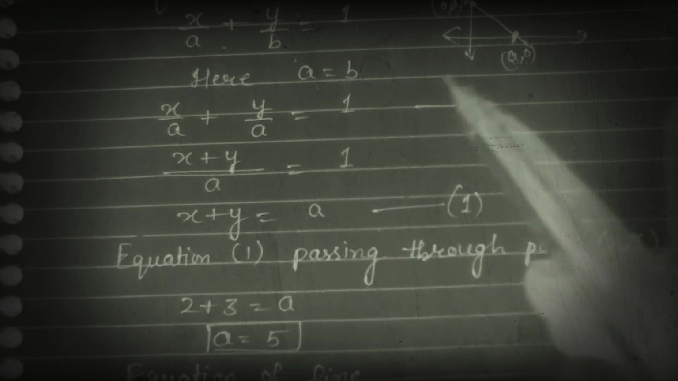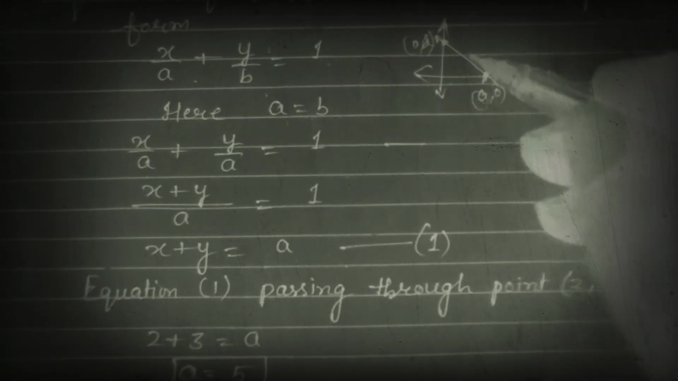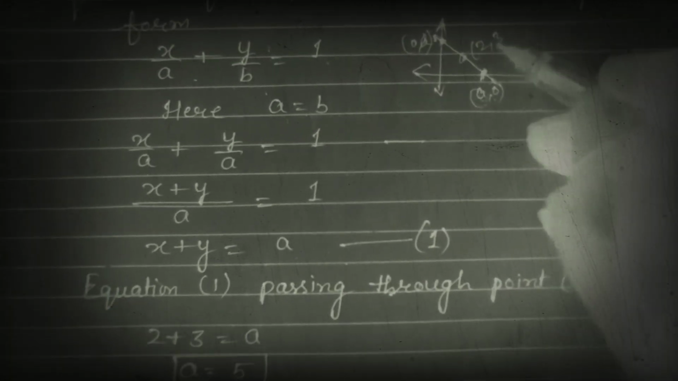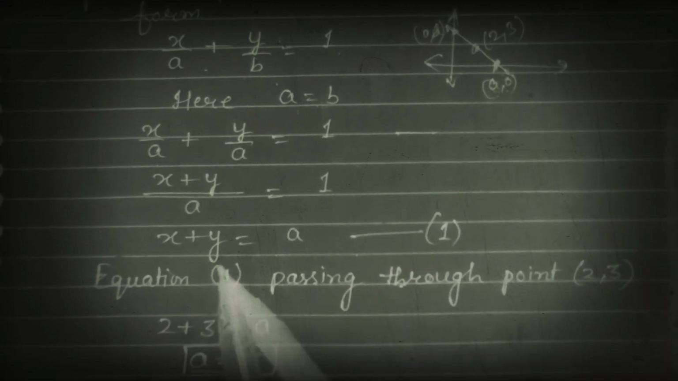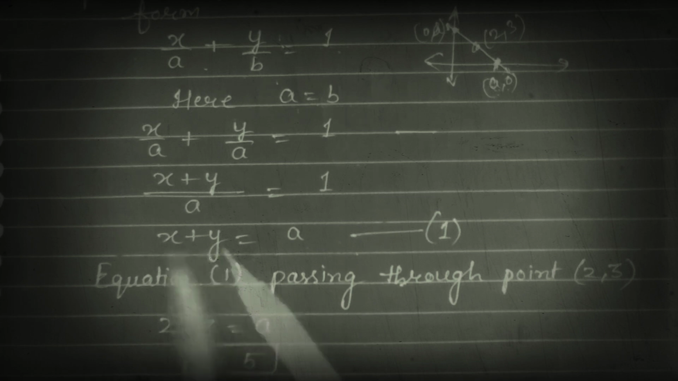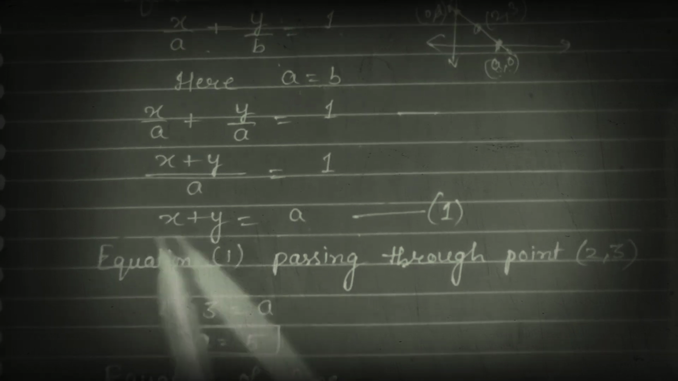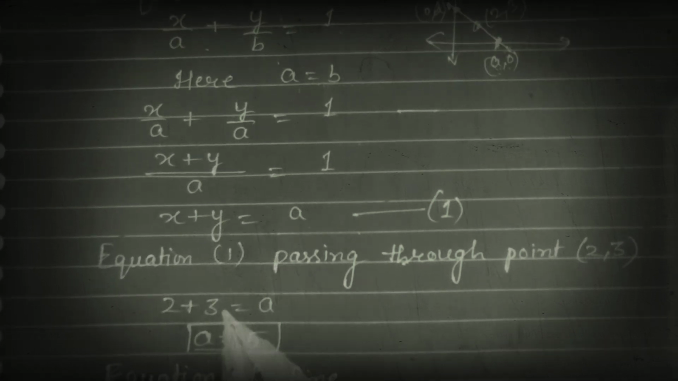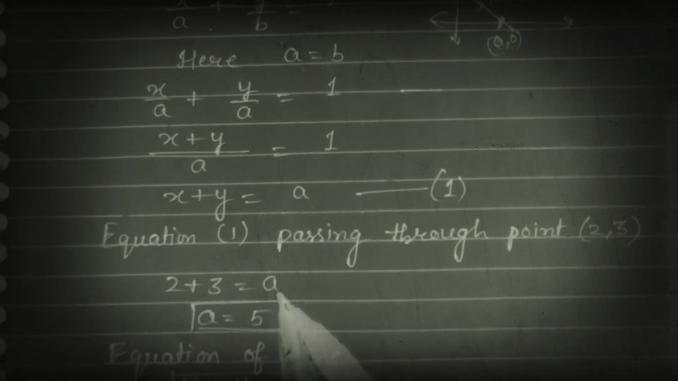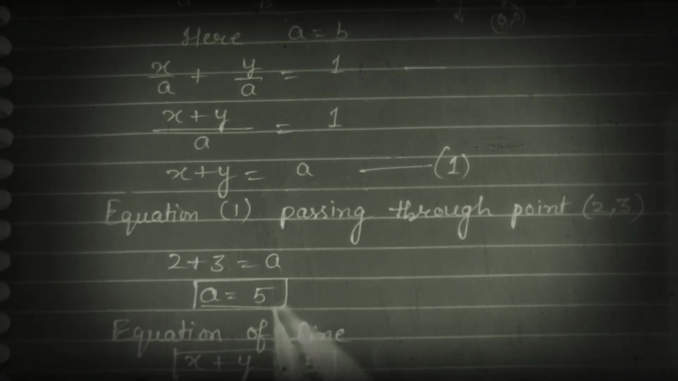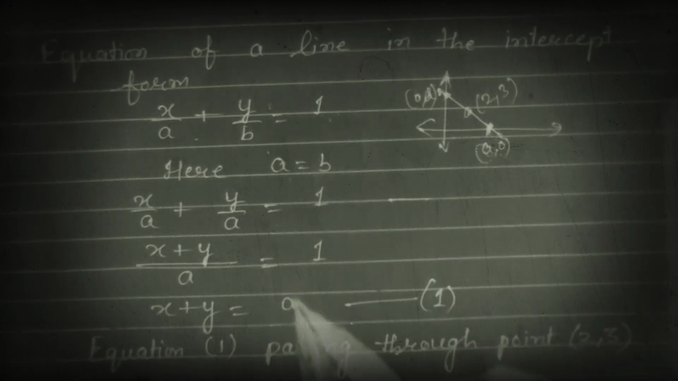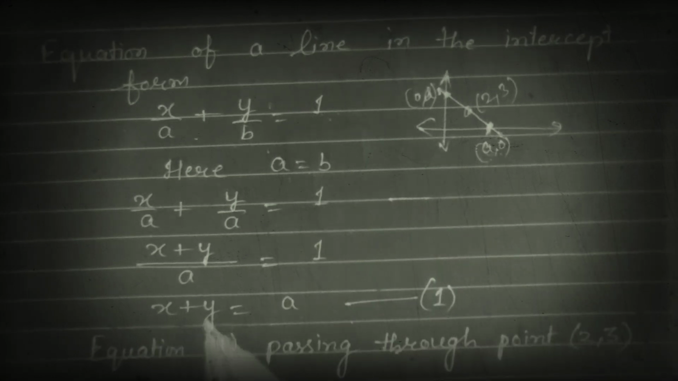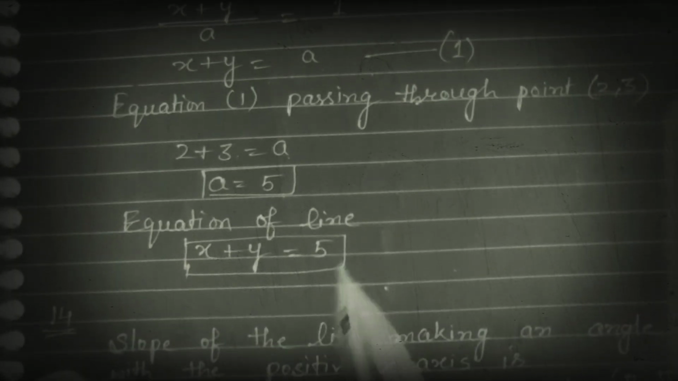In this question, this line passes through the point 2, 3. That means it satisfies this equation. Then x is 2 and y is 3 satisfies here. So in place of x we will put 2 and in place of y we will put 3. Then we will get A is equal to 5. Then we put A is equal to 5 in this equation. The first equation, x plus y is equal to 5. So this is the required equation of line.